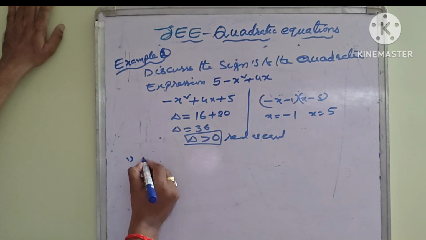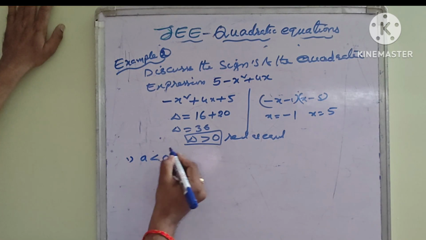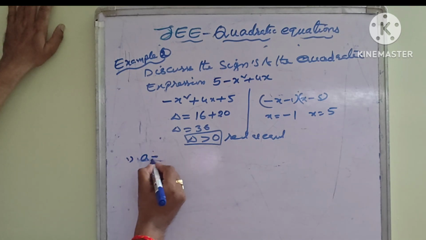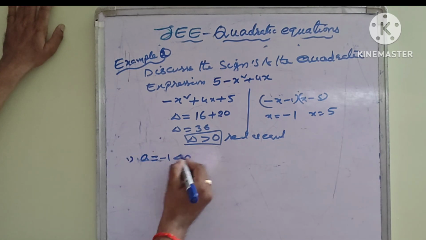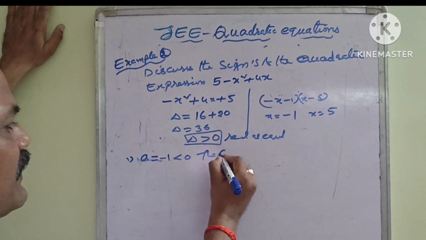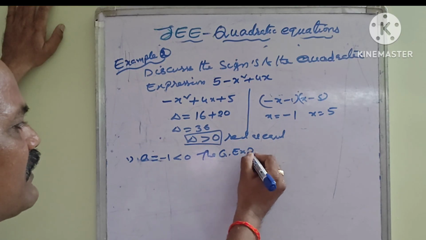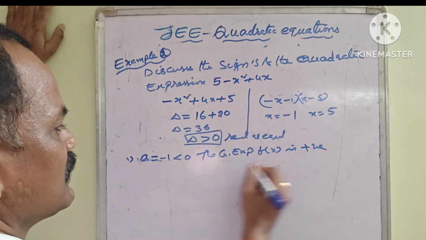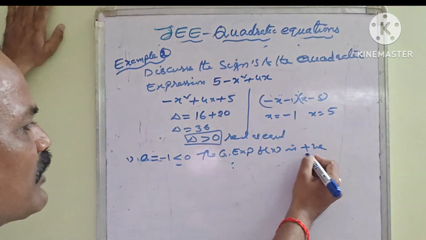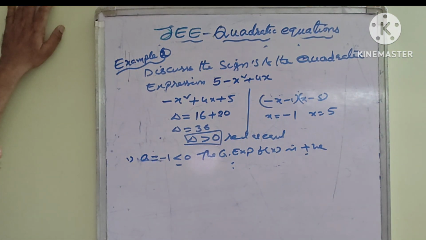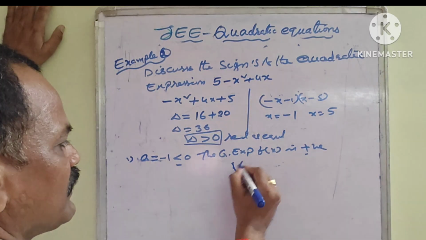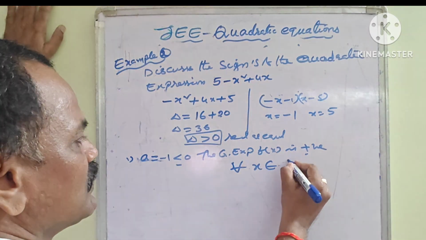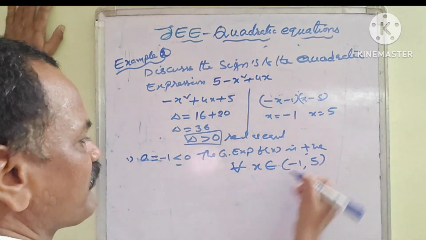Now the case 1: if a is less than 0, now what is a? a is equal to minus 1, that is less than 0. The given expression f of x is positive. Then here negative, here positive, plus into minus, so for all x belongs to minus 1 comma 5.